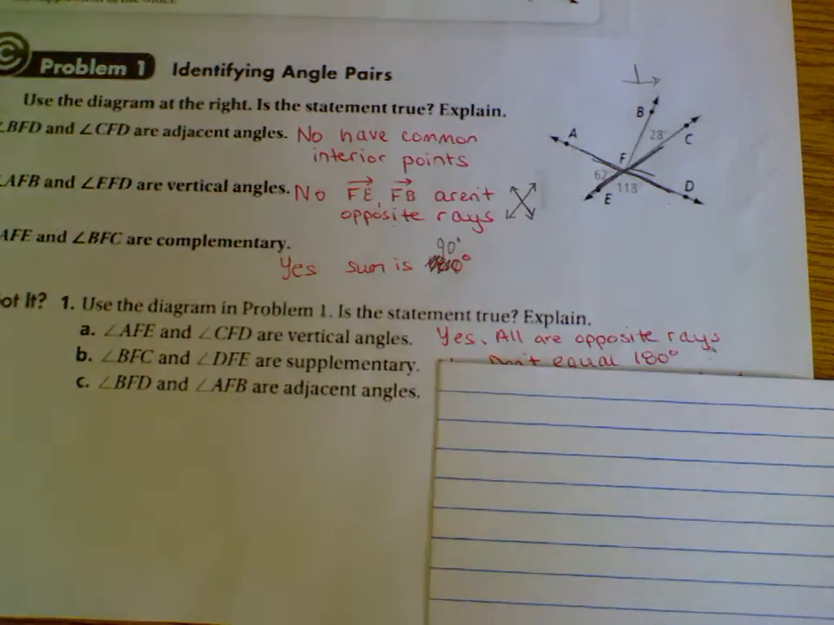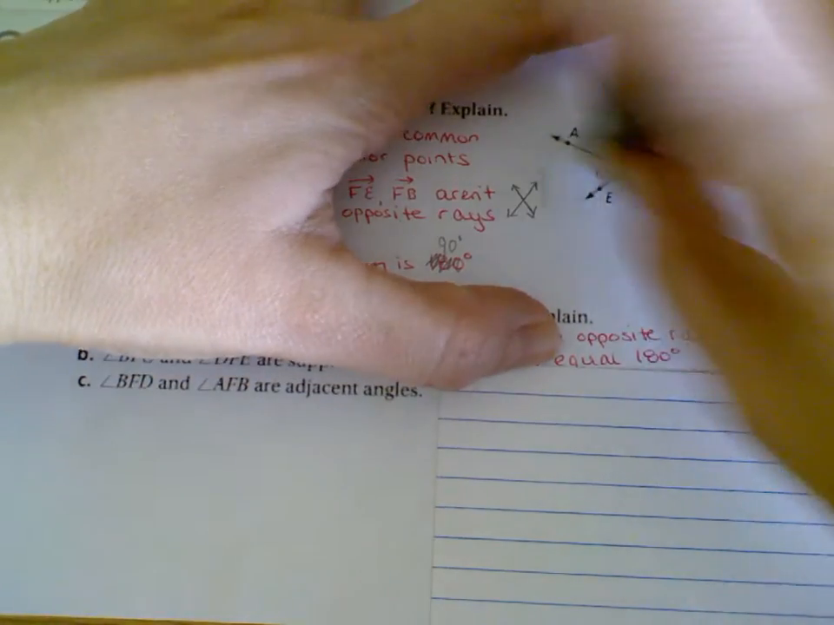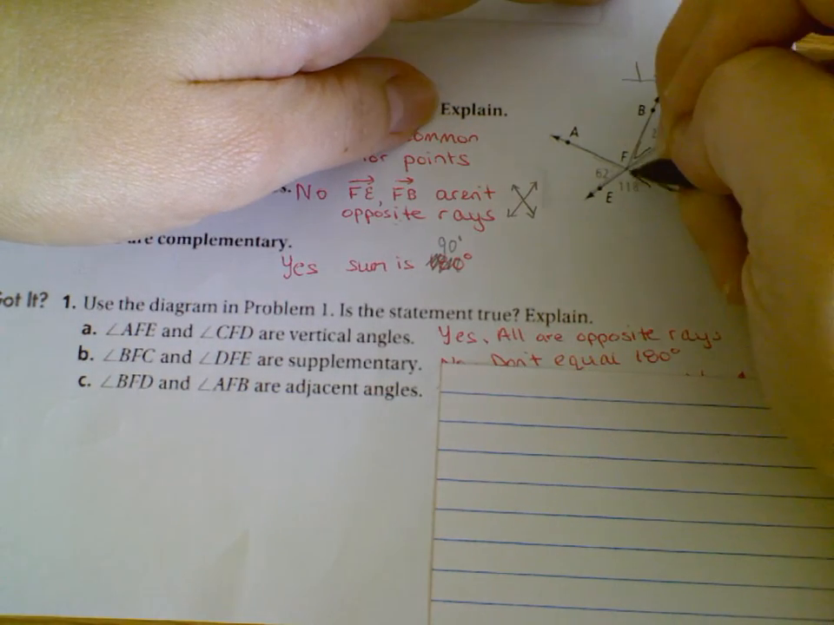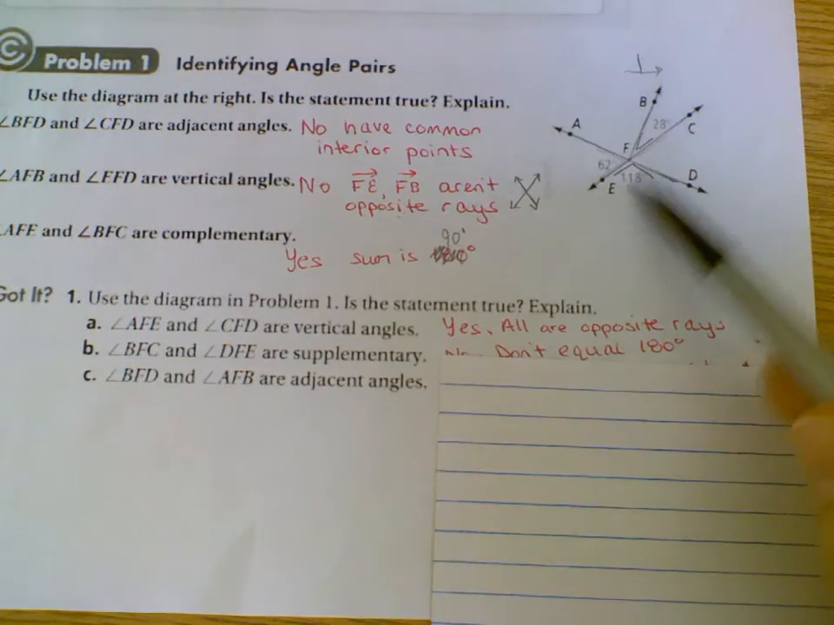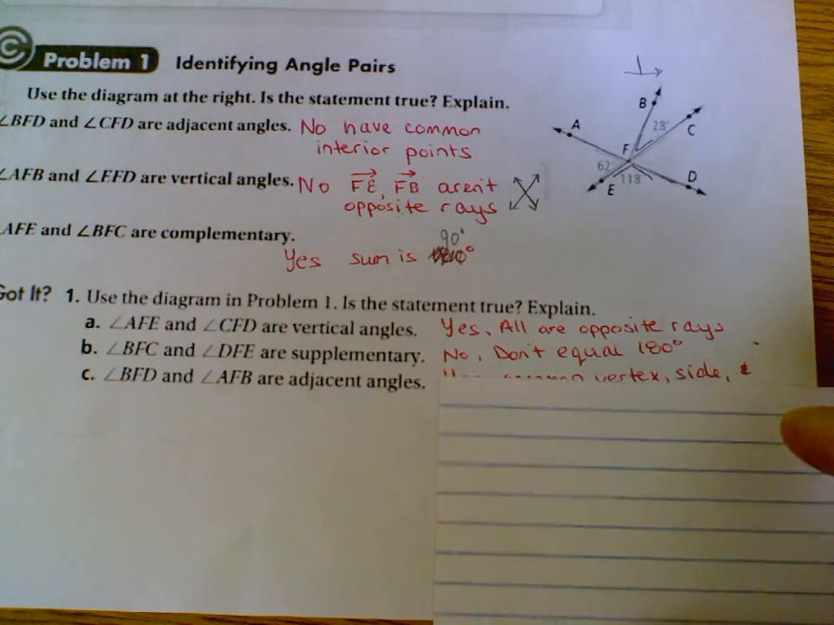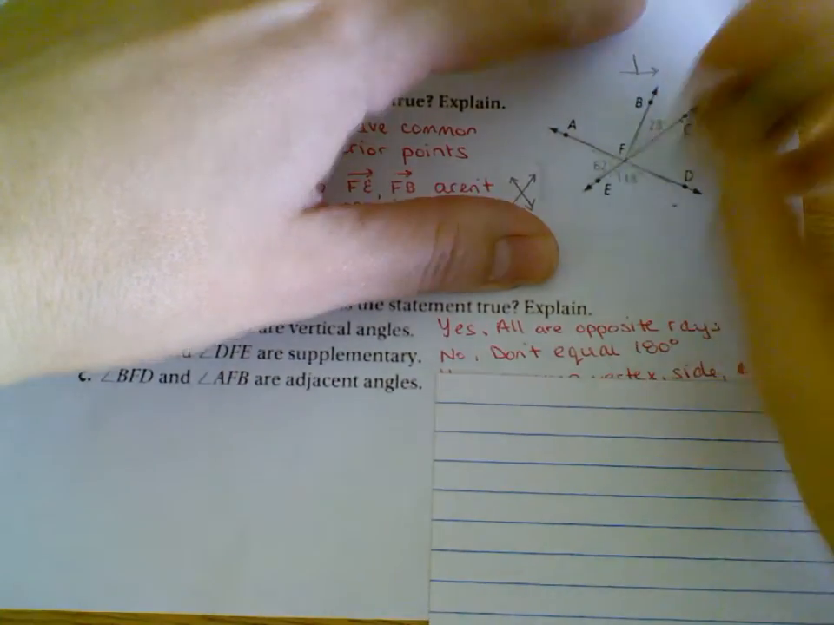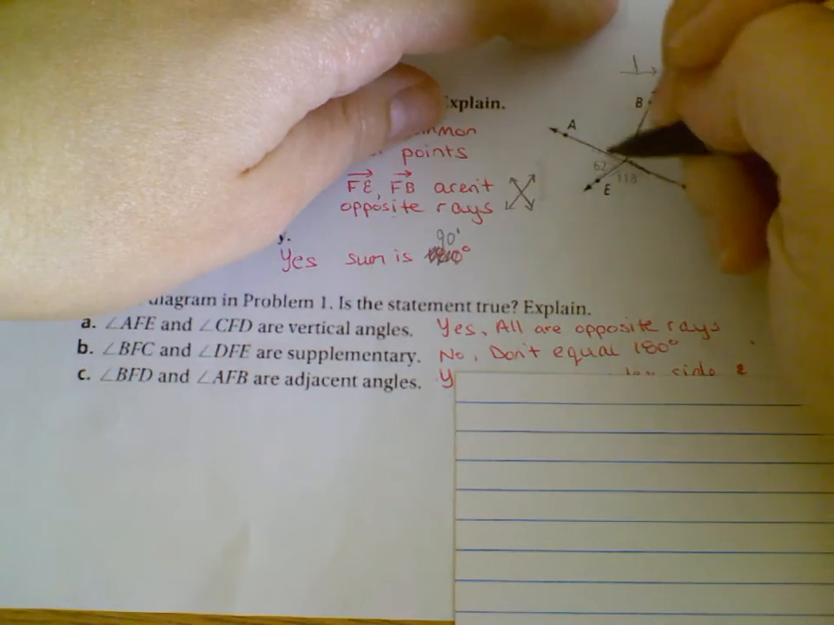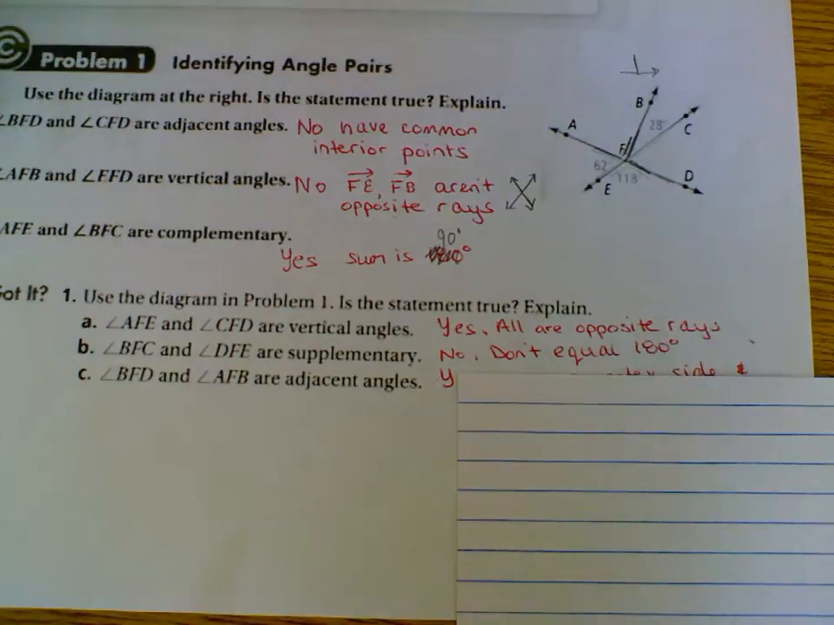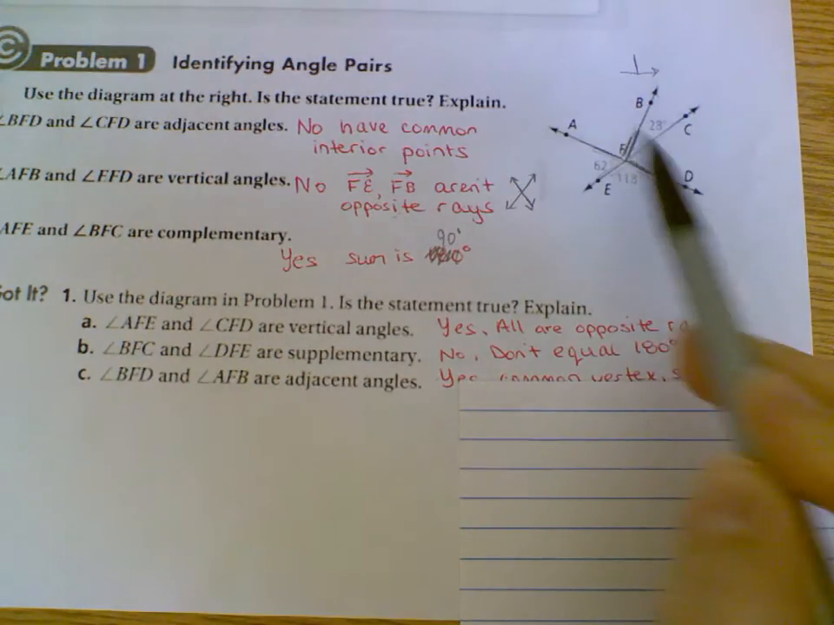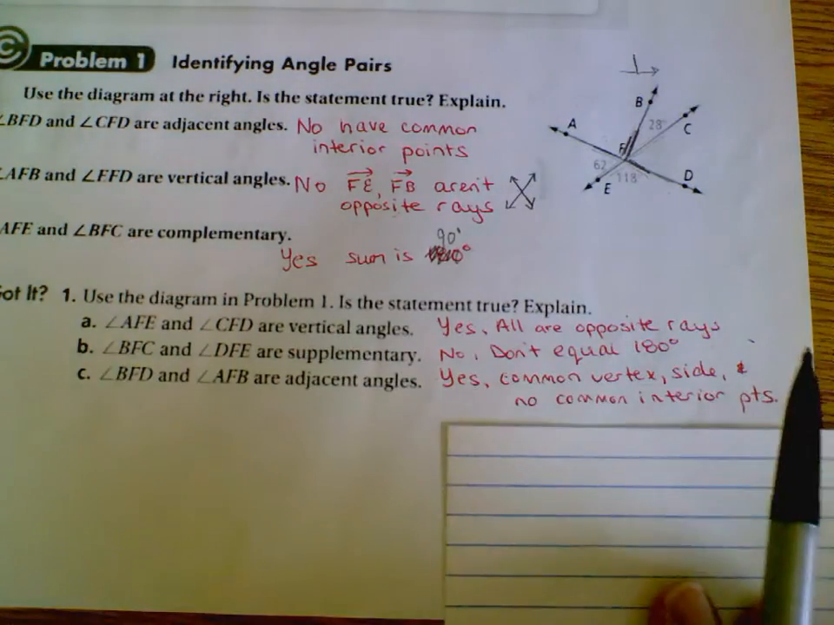All right, is BFC and DFE, are those supplementary? So do these two angles, 118 and 28 degrees, add up to 180? The answer is no, so they are not supplementary. Last question here, is BFD and AFB adjacent? Common vertex, common side. They don't share the insides, meaning they're side by side. So yes, those would work.